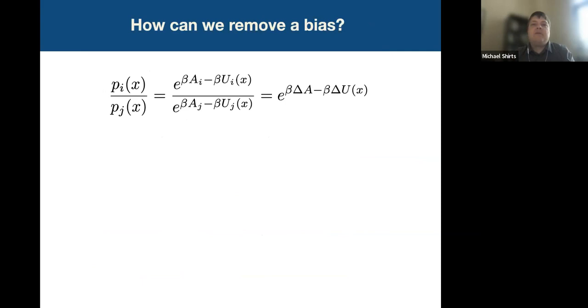So how can we remove this bias? We need to multiply each point by this ratio of PI over PJ, which, remembering the normalized Boltzmann distribution, is going to be the free energy minus the energy divided by each other. Because when we do ratios of exponentials, we get differences in the exponent: e to the minus beta delta A minus beta delta U, the difference in the potential energies. So we can calculate this factor for each observation and get the right averages.